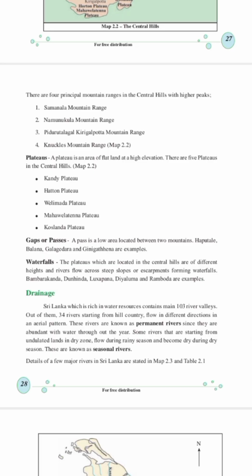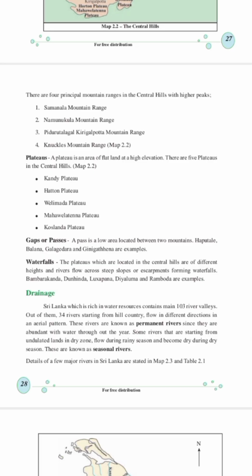Gap or passes. A pass is a low area located between two mountains. A pass is a lowland area, low area. It's located between two mountains. Haputale, Balana, Galagedara, Ginigathena.